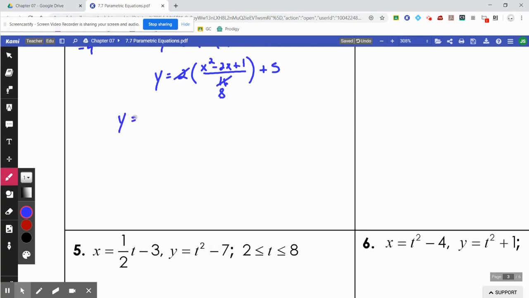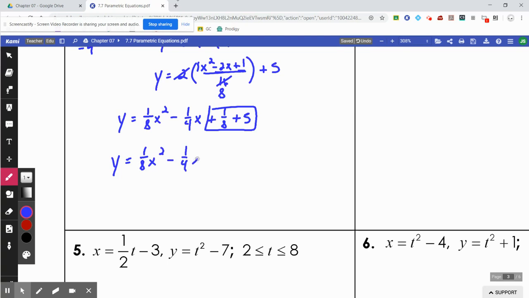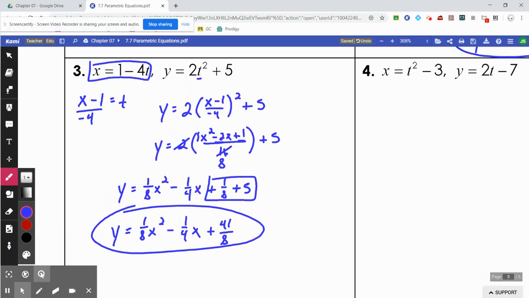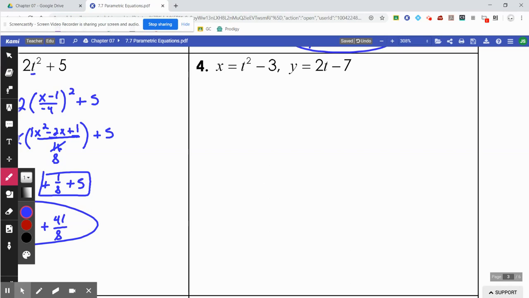So you have y equals, and you can actually just split that up if you would like to now and divide everything by 8. So that'd be 1/8 x squared minus 2 divided by 8, which would be 1/4 x, and then 1 divided by 8 would be plus 1/8, and then plus 5. And then we can combine these two, and that would give me y is equal to 1/8 x squared minus 1/4 x, and let's see, that'd be plus 41/8. So the hard part here is really not changing it to rectangular form. The hard part is just the algebra.